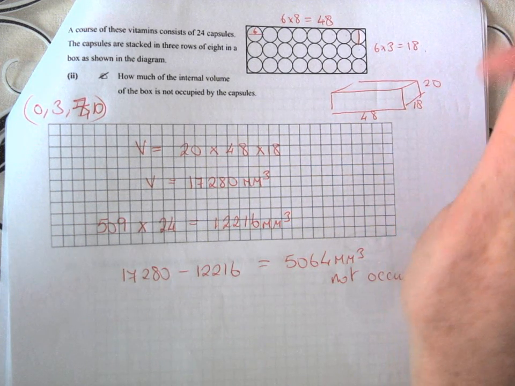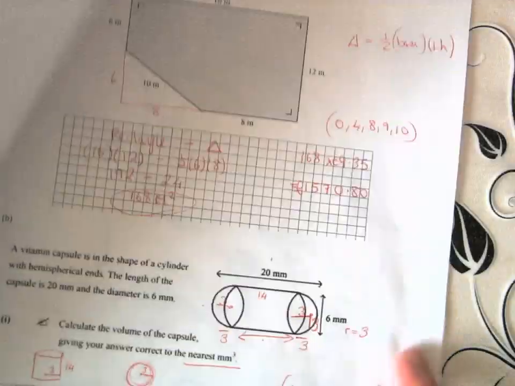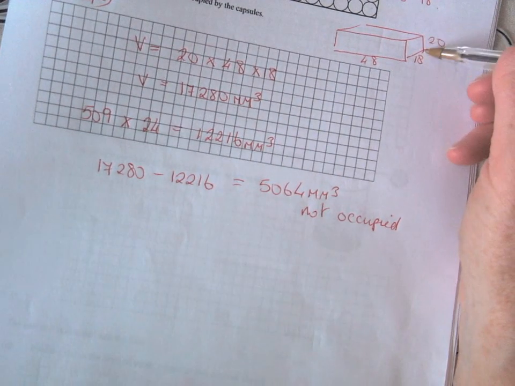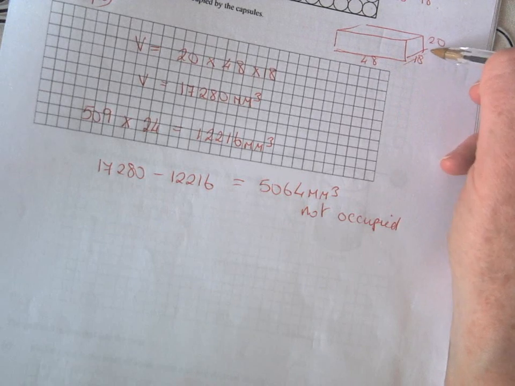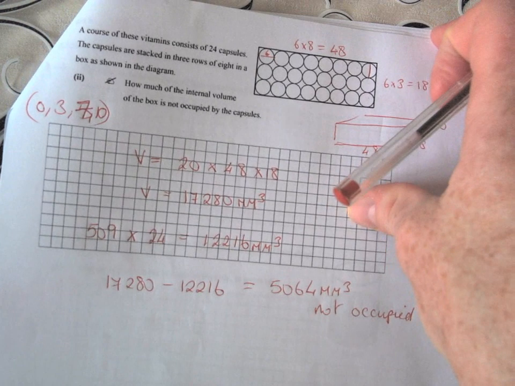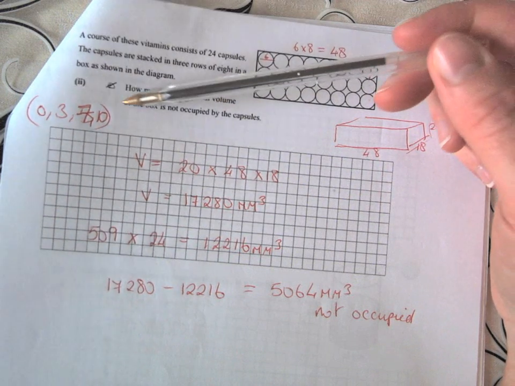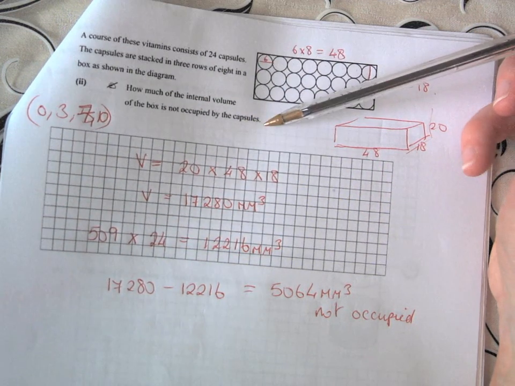And remember, the height of the capsule, if we just stand it up on its end, is 20 from end to end. So the height of the box has to be 20. So it's 48 by 18 by 20. Alright, that's the volume of the box, but it says how much of the internal volume of the box is not occupied by the capsules.